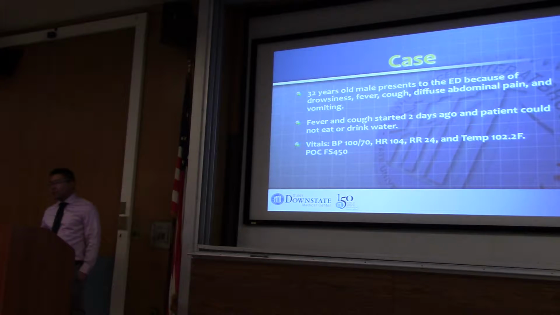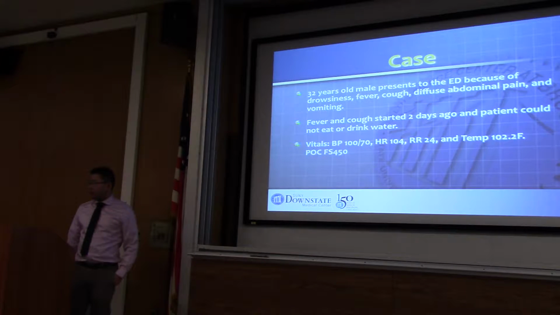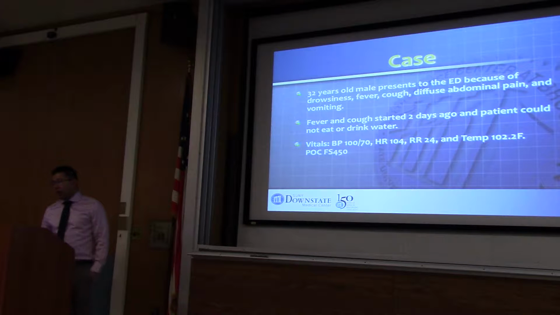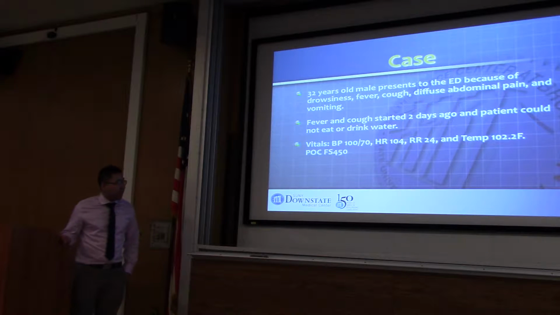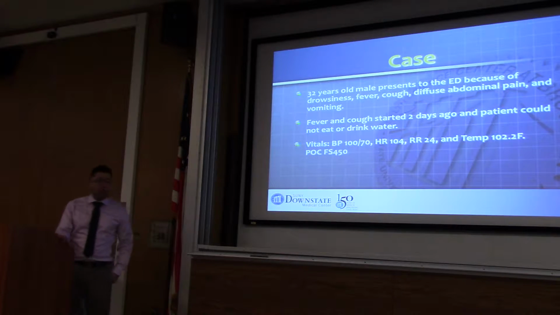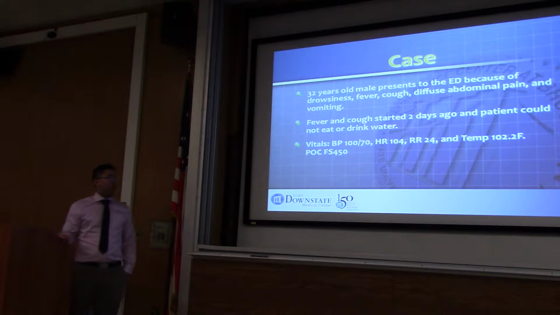On review of systems, we also found out that the fever and cough started 2 days ago, and he hasn't been eating or drinking well. Presenting vitals: blood pressure is 100/70, heart rate 104, respiratory rate 24, temperature 102.2, and finger stick of 450.